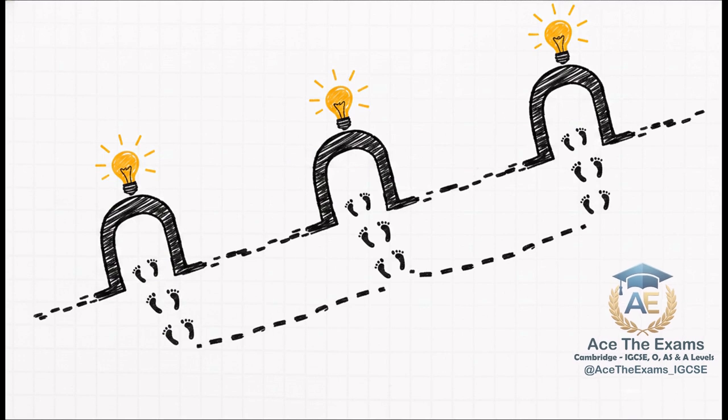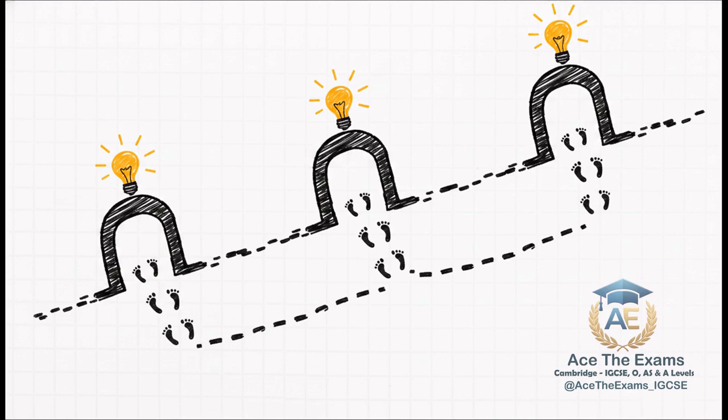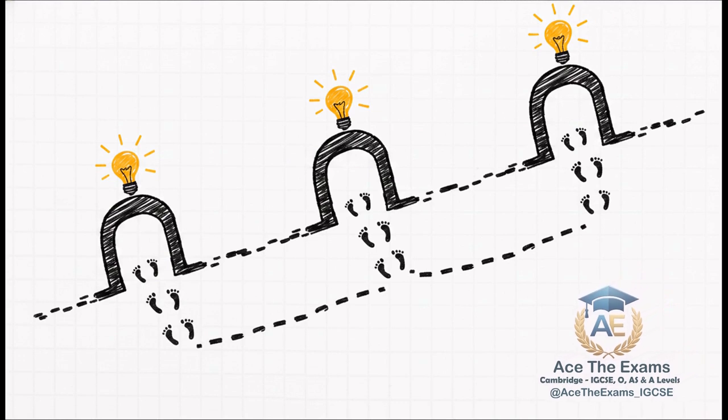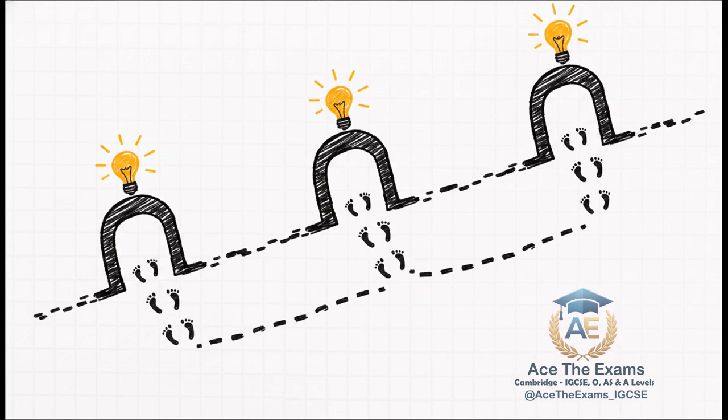Second, log base a of 1 is always 0. Why? Because anything to the power of 0 is 1. And third, log base a of 1 over a is always -1. Spotting these instantly will save you massive amounts of time on the paper.